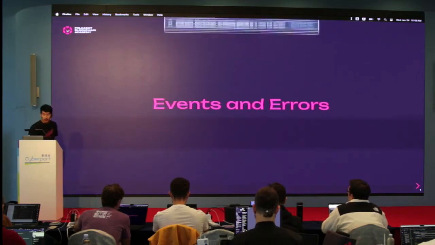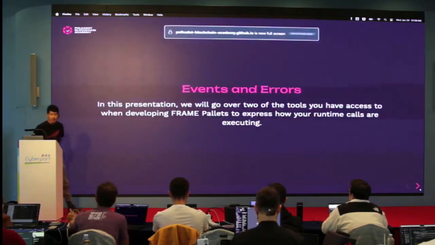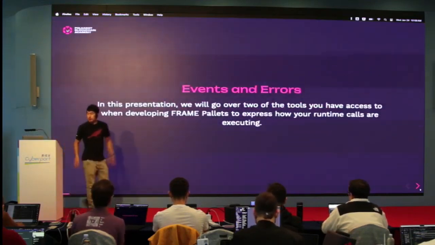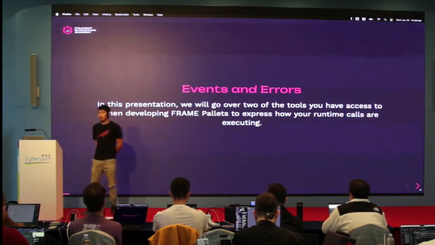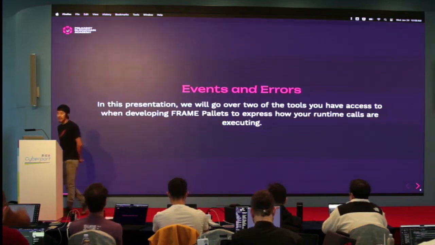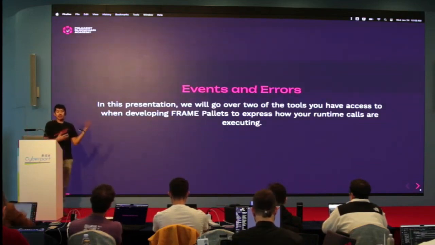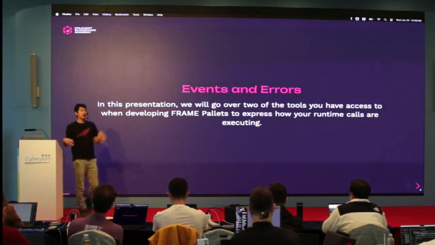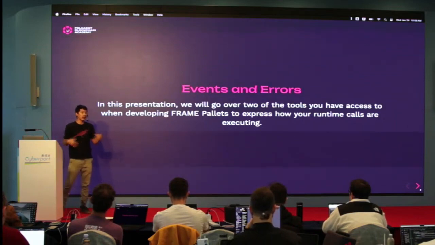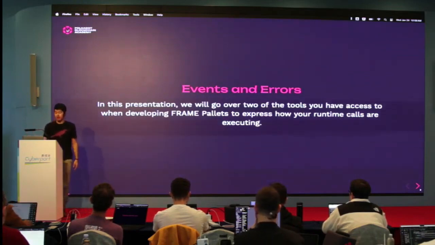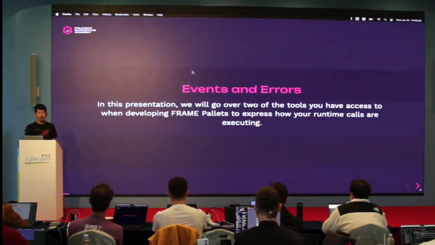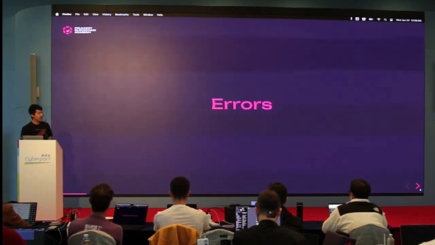Okay, so in this presentation, we'll be going over the two basic tools you have access to when you make a FRAME pallet that allow you to express how things are going. Usually, events are things that are good, errors are things that are bad. You want to tell the user, the front end, your whole runtime that these things are happening. So events and errors are basically that, and really, they're quite simple. So let's start with errors.